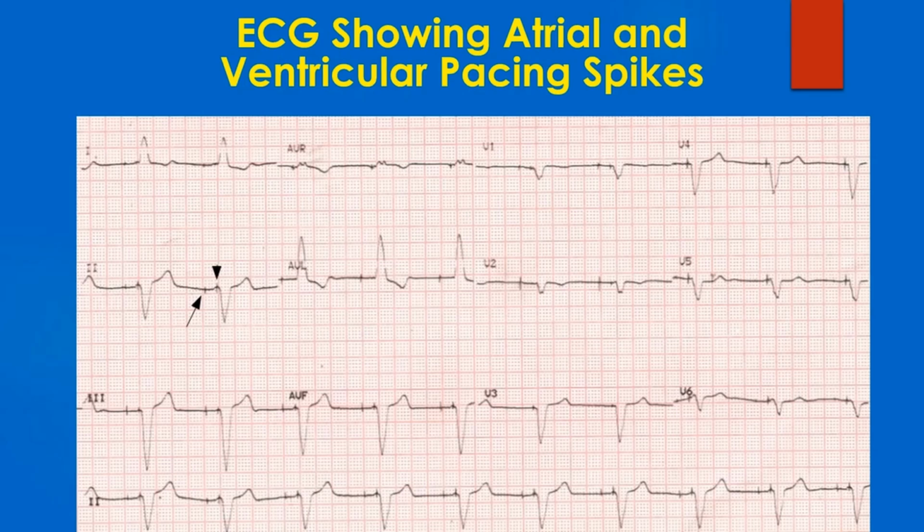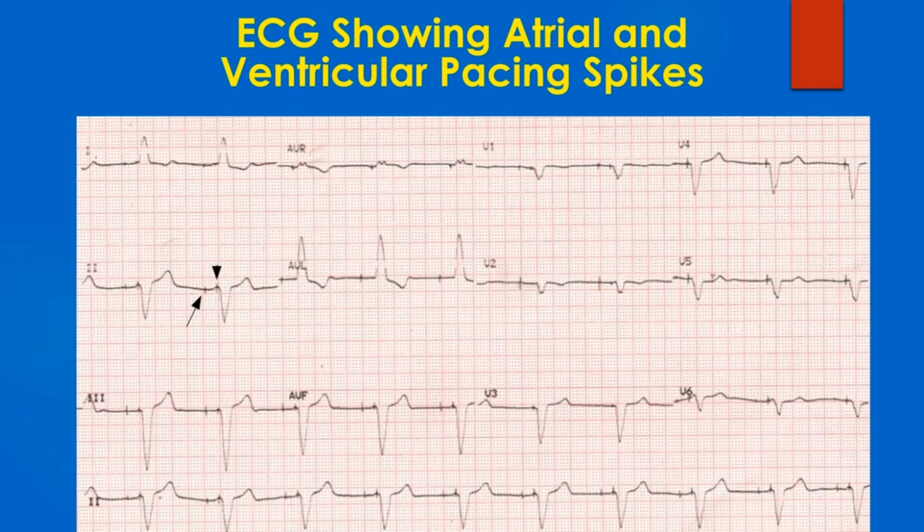Atrial pacing spike has been marked with long arrow and ventricular pacing spike with short arrow. In this ECG, though the atrial pacing spikes are seen, atrial capture in the form of paced P waves are not visible. It is possible that there is atrial non-capture either due to high thresholds or an atrial lead displacement. Another possibility is that paced P waves are isoelectric in the recorded leads.